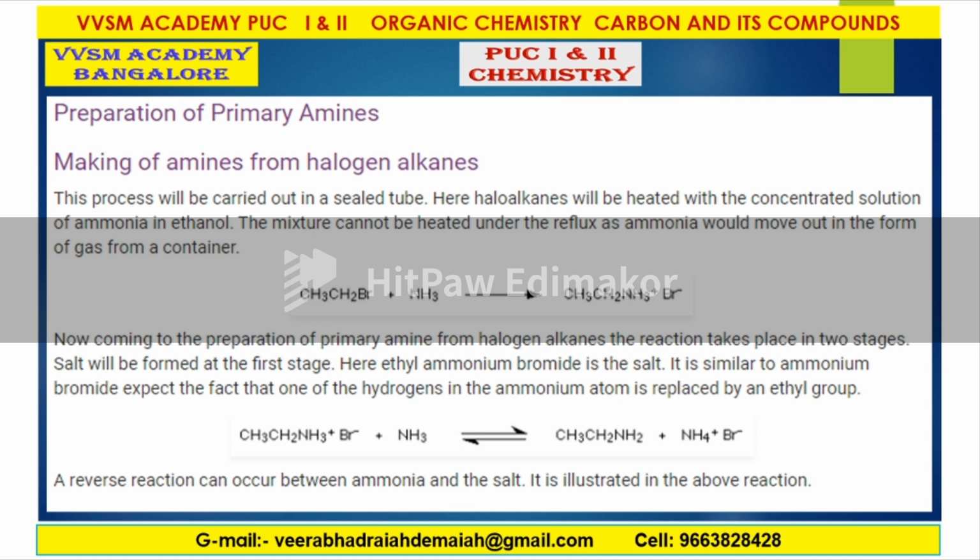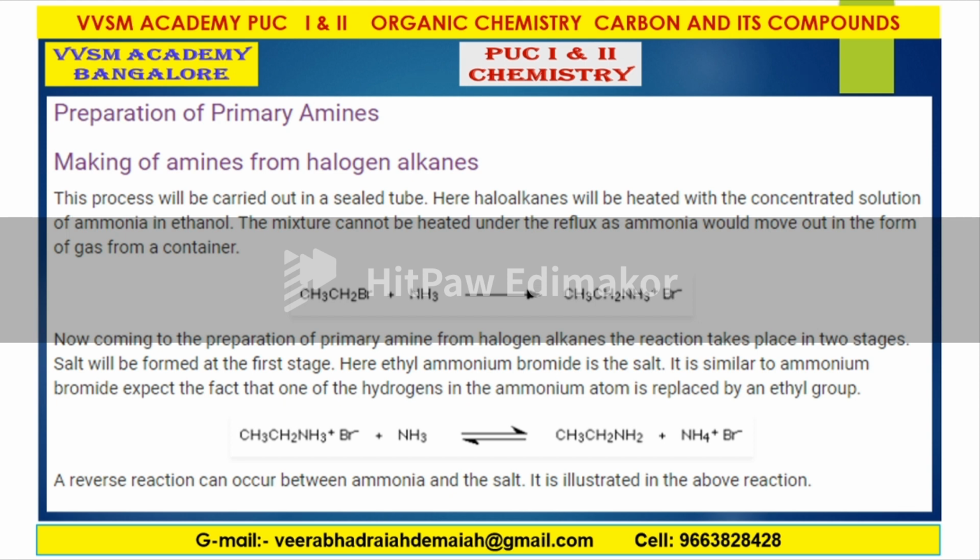Preparation of primary amines: making amines from halogenoalkanes. Halogenoalkanes means alkanes derived from halogen. What is halogen? In Greek terminology, halo means salt and gen means producer. Halogen means salt producer. This process is carried out in a sealed tube. Here, haloalkanes are heated with a concentrated solution of ammonia in ethanol. The mixture cannot be heated under reflux, as ammonia would escape in the form of gas from the container.